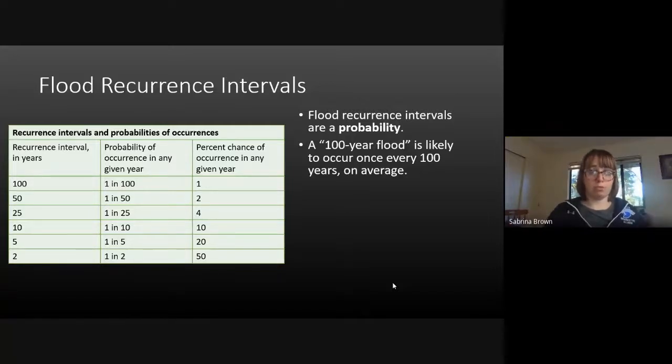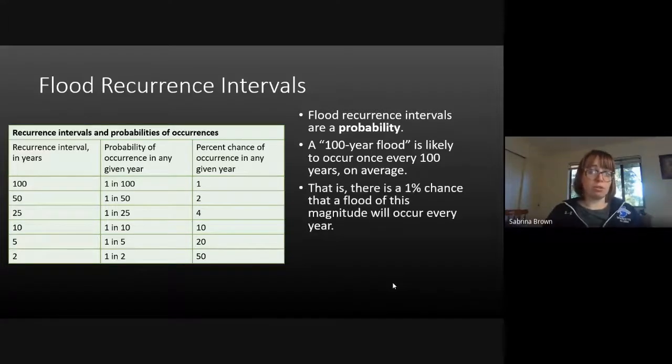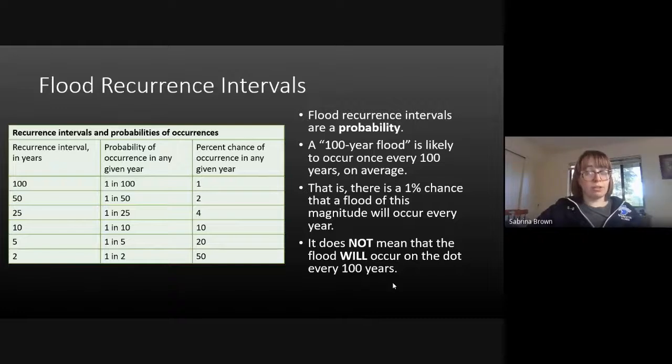And so maybe we have a 100-year flood this year. There's still a probability that we could have a 100-year flood next year. It doesn't mean that it only happens every 100 years, right? So there's a 1% chance that a flood of that magnitude will occur every year. But it does not mean that the flood will occur on the dot, right, like it's scheduled every 100 years. Right? We could have a 100-year flood this year and a 100-year flood next year, right? It's just based on a probability and based on statistics. But think of it more as a percent chance of occurring than using that on average number.